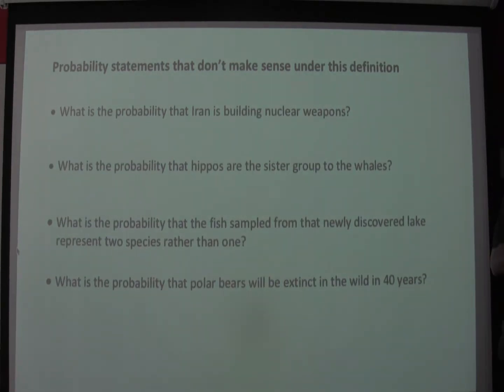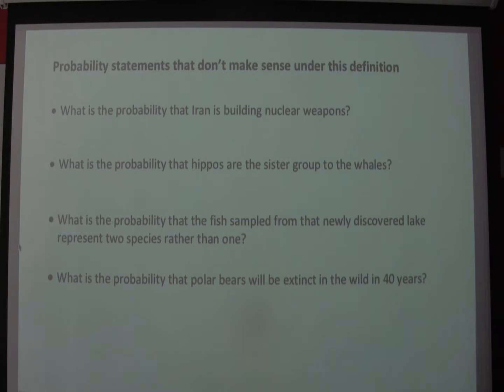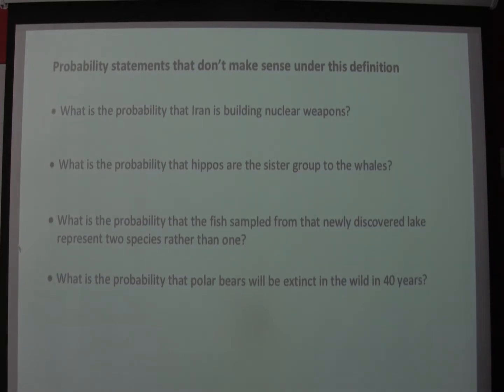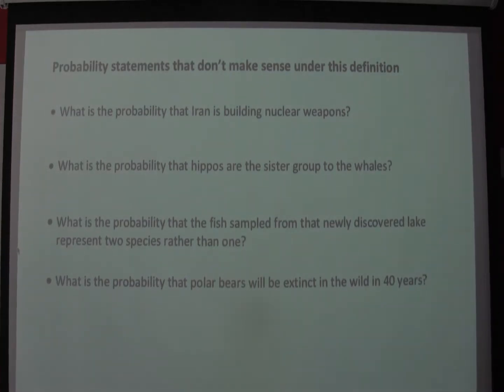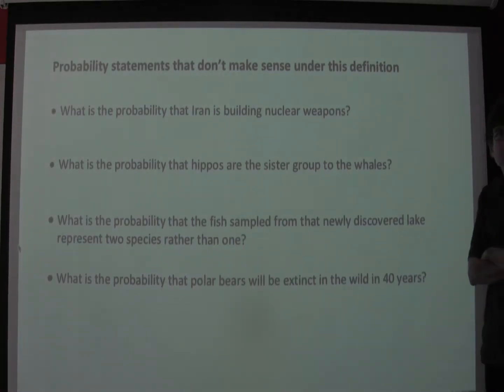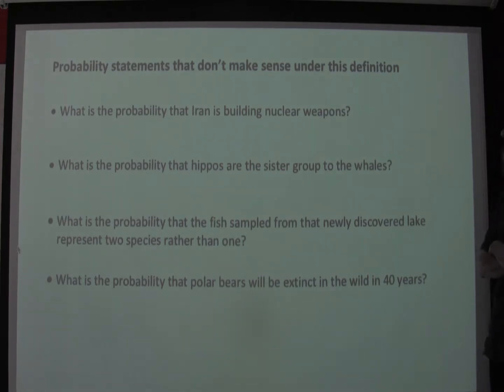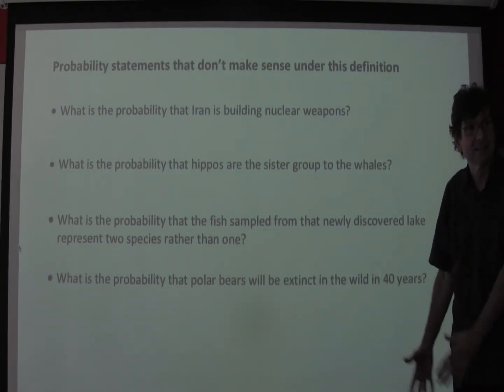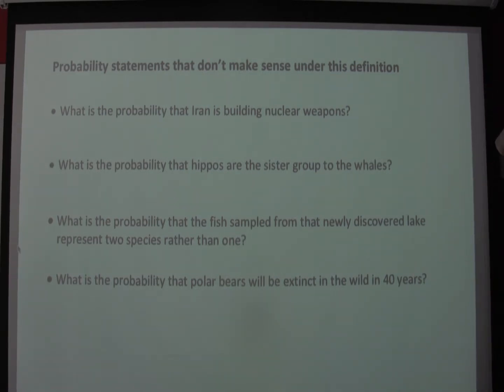But there are also probability statements that we might run into that don't make sense under the definition of probability that we gave. What's the probability that Iran is building nuclear weapons? Well, it's not like there's a series of random trials, all of them called Iran, and in some fraction of them they're building nuclear weapons, and in others they are not. So what does it mean to ask what's the probability?